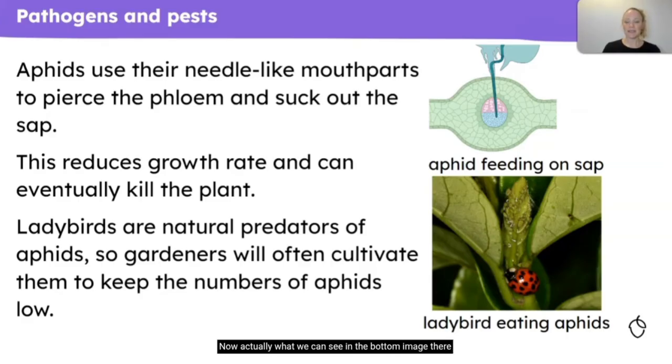Now, what we can see in the bottom image there is a ladybird. Ladybirds happily feed on aphids, and so gardeners will often try to encourage ladybirds to move into their gardens in order to keep the number of aphids lower.